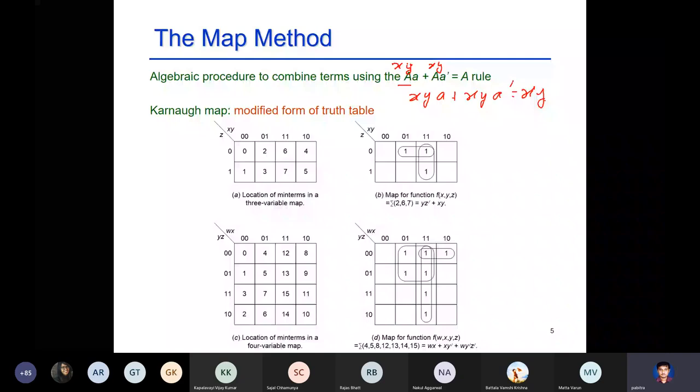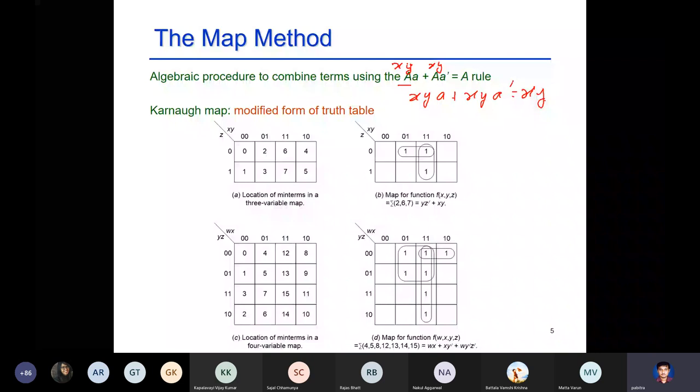First of all, let's see how each cell corresponds to a min term. The first cell will correspond to the min term x prime, y prime, z prime, because this is 0, 0, 0. The second cell here would correspond to x prime, y, z prime, because this is 0, 1, 0. 0, 1 for xy and 0 for z. If you remember the previous indexing of the min terms in terms of their equivalent decimal value of the binary representation, then these are the index numbers. I have marked down the index numbers of the min terms in the corresponding cells in the Karnaugh map.